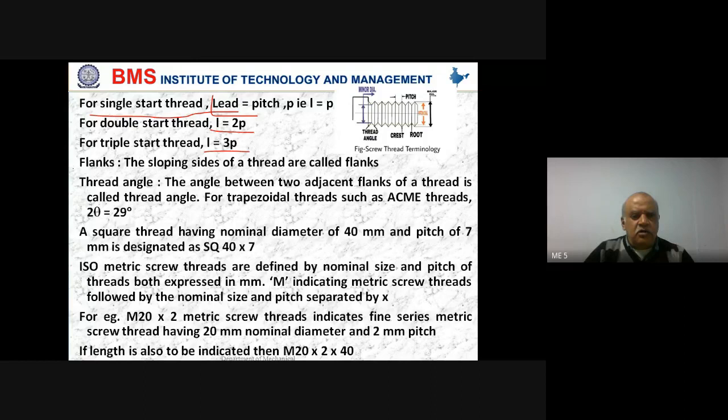And note down what is flank. The sloping sides of a thread are called thread flanks or flanks. Thread angle is the angle between two adjacent flanks of a thread, and the metric screw thread representation is M20 by 2. So please note down these few lines into your notebook and go through them.